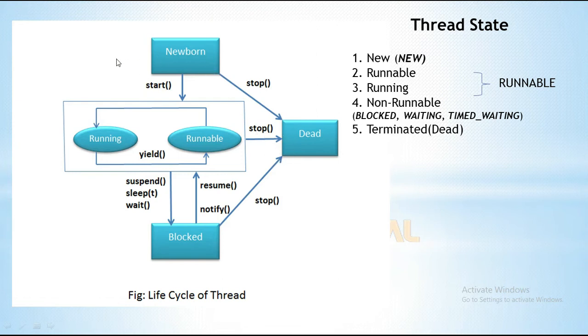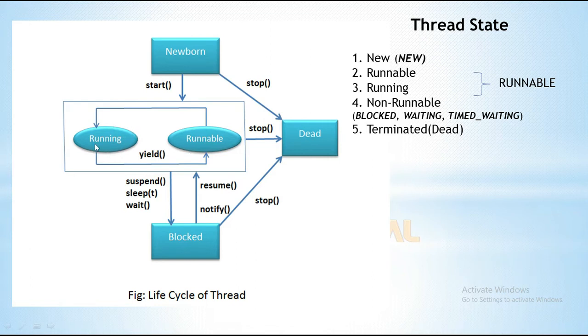So let's understand this thread life cycle. When we create a thread object, that object comes into the newborn state. If we check that object's state, we get the new state. After creating the object, we call the start method. When we call the start method, it comes inside this block. There are two states, running and runnable. But if you check inside the code, there is only one state, runnable; there is no running state. For understanding purposes, here we simply show running and runnable separately.